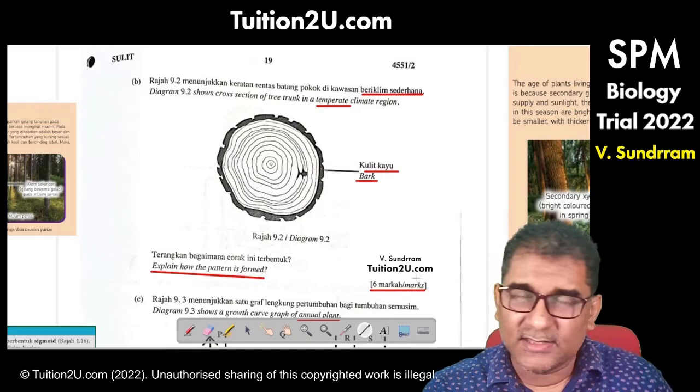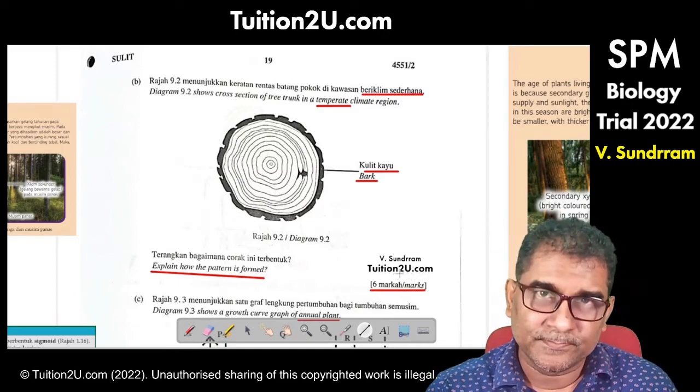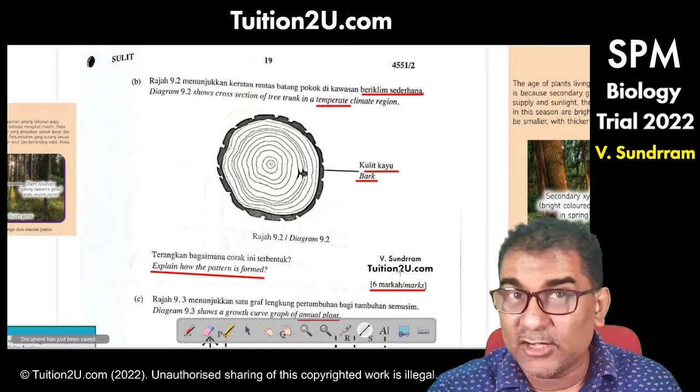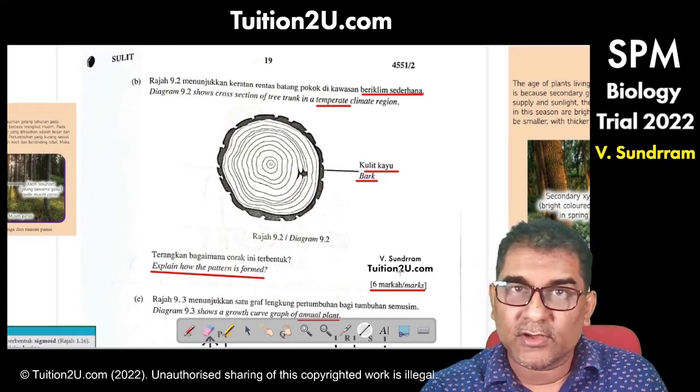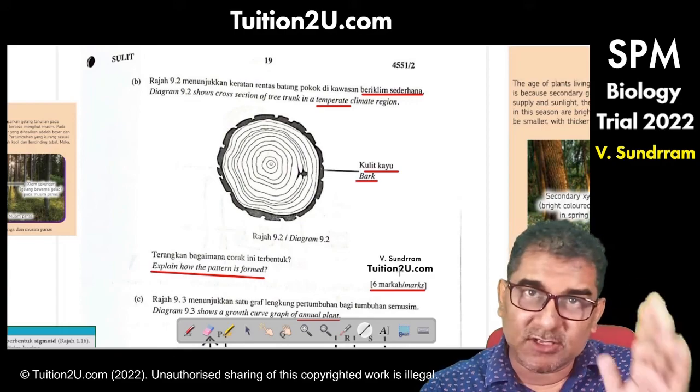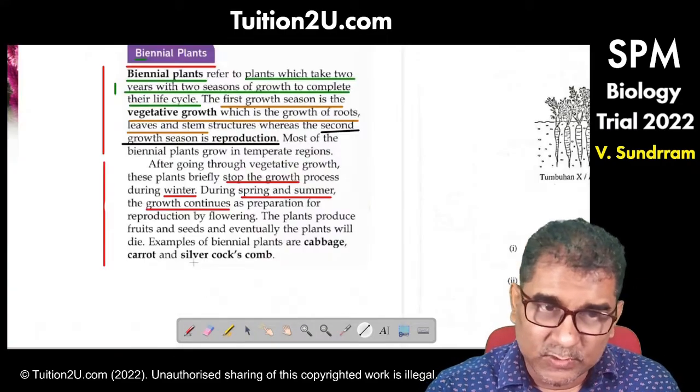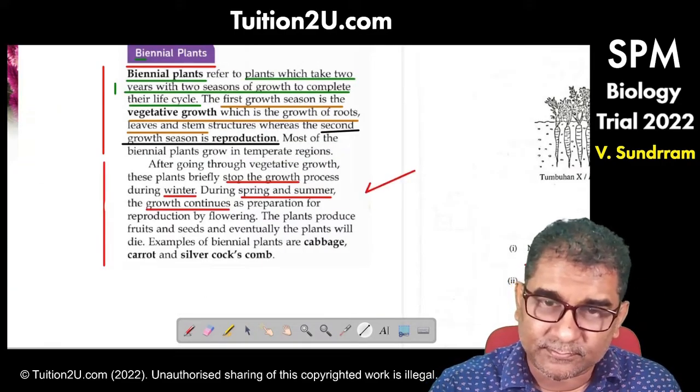This is directly from the textbook. So this is known as annual rings. The annual rings are formed because this plant grows in an area with 4 seasons. This was actually the clue for us.